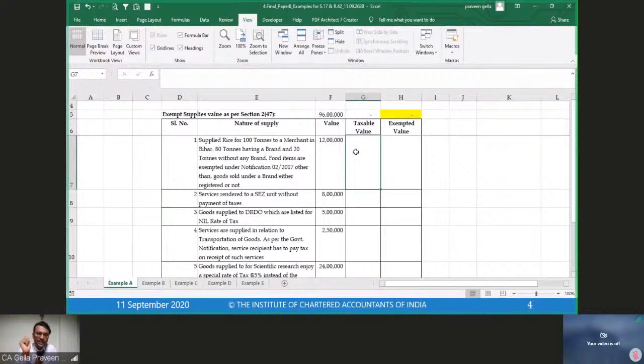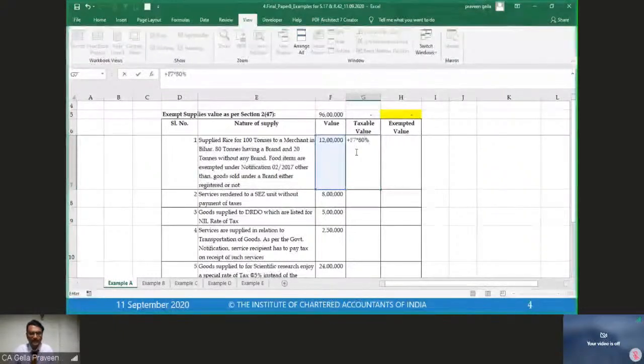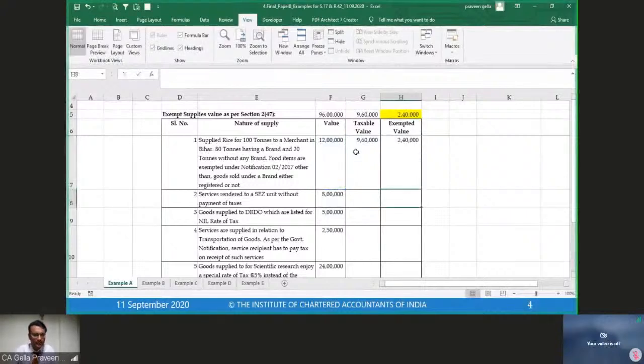If you look into Notification 2 of 2017, generally rice food items are exempted under GST. Notification 1 of 2017 deals with rates for goods, any branded rate, where a tax is determined. So 80% is with brand, 20% is without brand. Straight away I'll say 80% is taxable and 20% is non-taxable. So for the first line, this is the answer. Probably you have to fill all other lines.